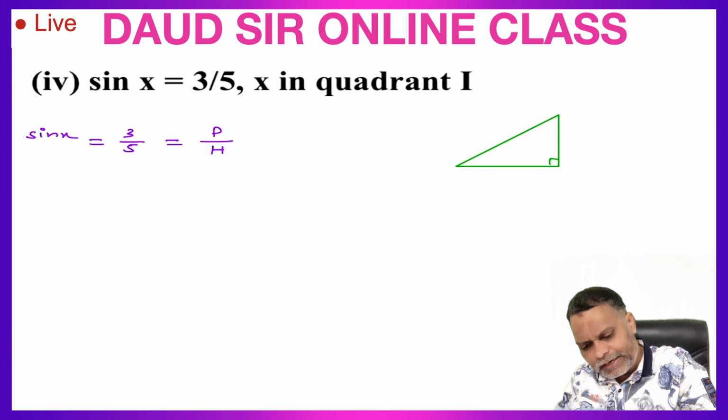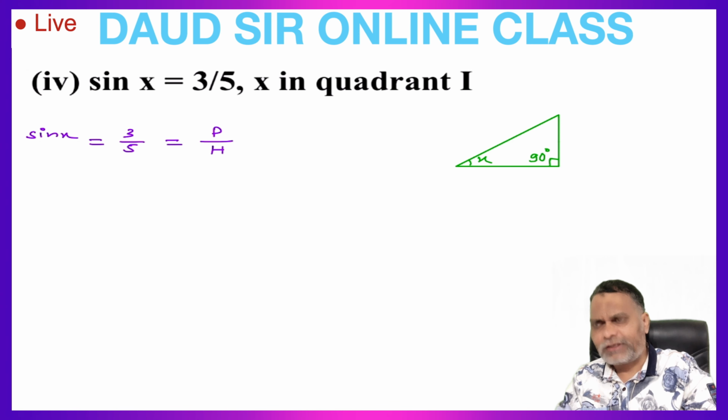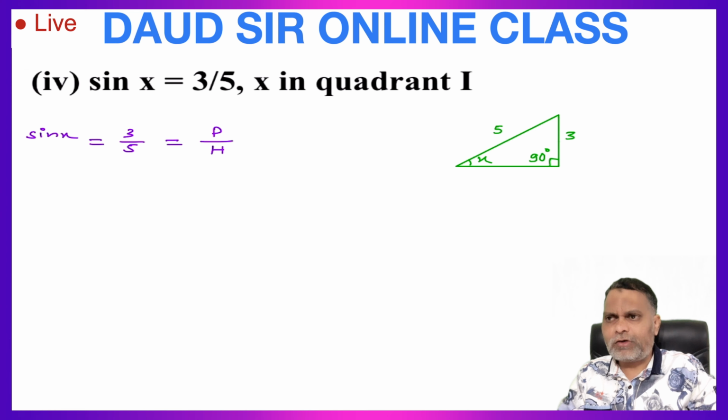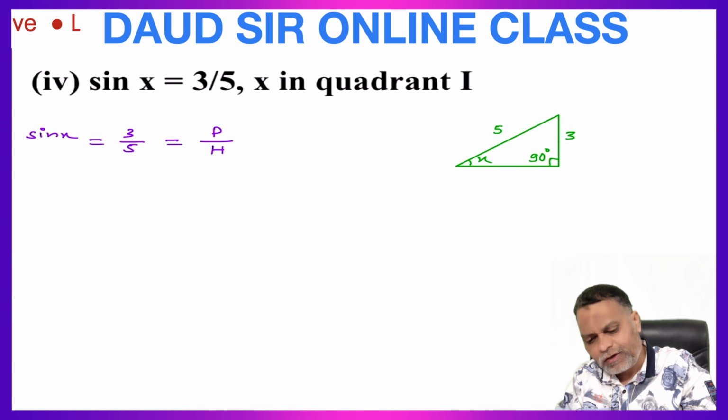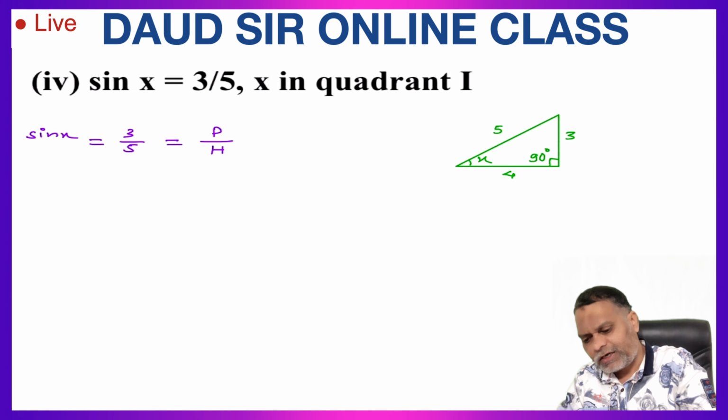Make one right angle triangle for calculating the third side. Suppose this is right angle triangle, this is 90-degree angle, and this is x. So for this acute angle x and this 90, this is base, this is perpendicular, and this is hypo. So perpendicular we can take 3 here, hypo 5. Now use Pythagoras theorem and calculate this base side. 5 square 25 minus 3 square 9. 25 minus 9 16. Square root of 16 is 4. So this side is 4. Now we have all the 3 sides of this right angle triangle. So we can write the values of other 5 trigonometrical ratios.